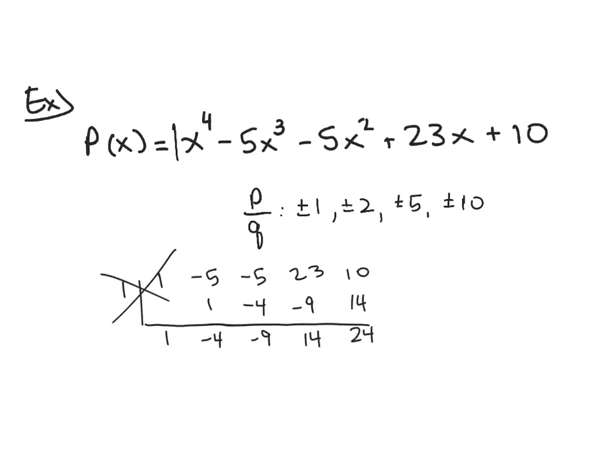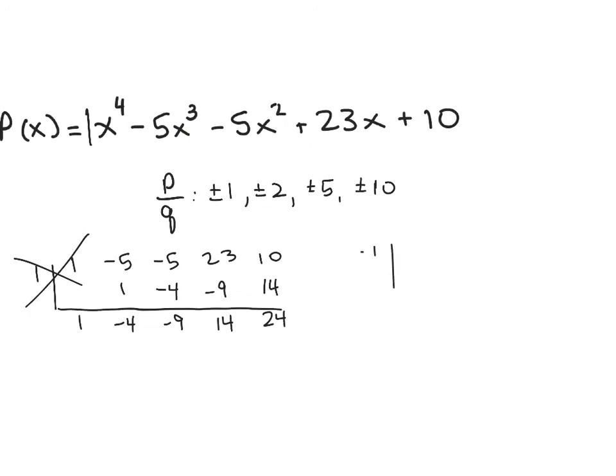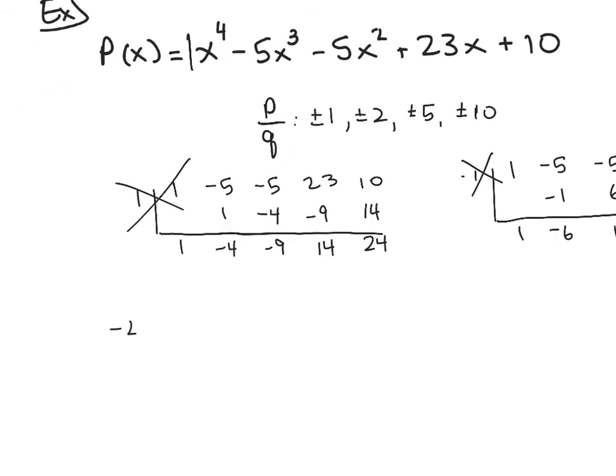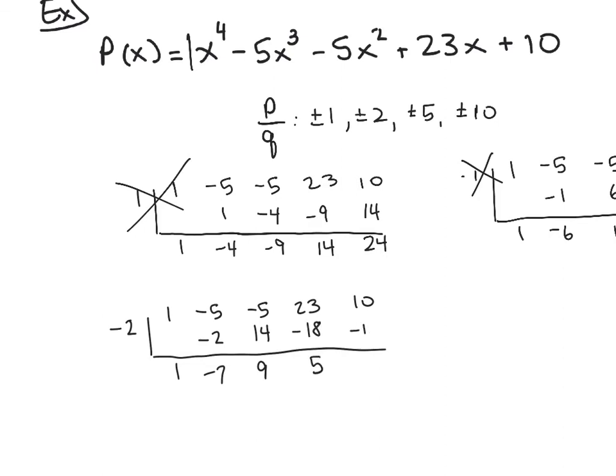So 1 doesn't work. We didn't get a remainder of 0. So we can try negative 1. Okay, that didn't work either. So we can try negative 2. Okay, so we found one that works.